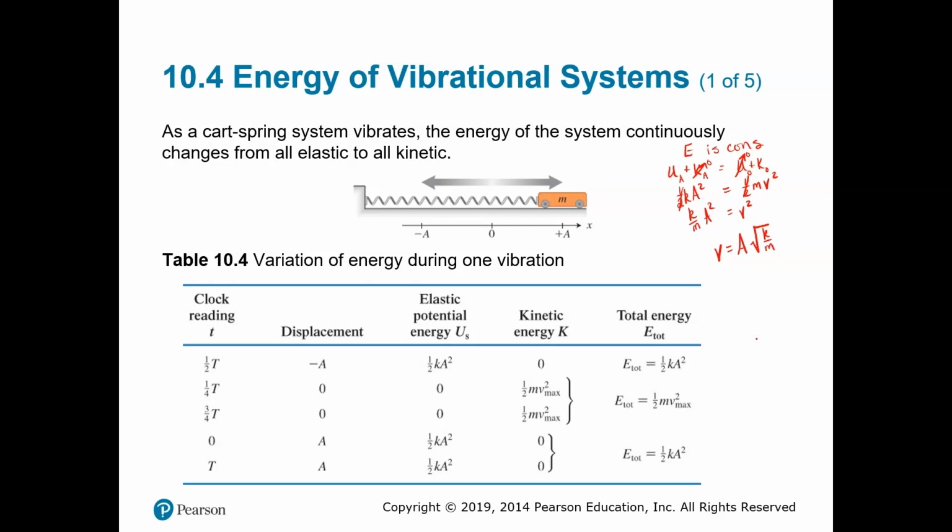So if we have a heavy mass, we're going to have a very low velocity. If I have a large amplitude, my velocity is going to be faster. If I have a stiff spring, my velocity is going to be faster.